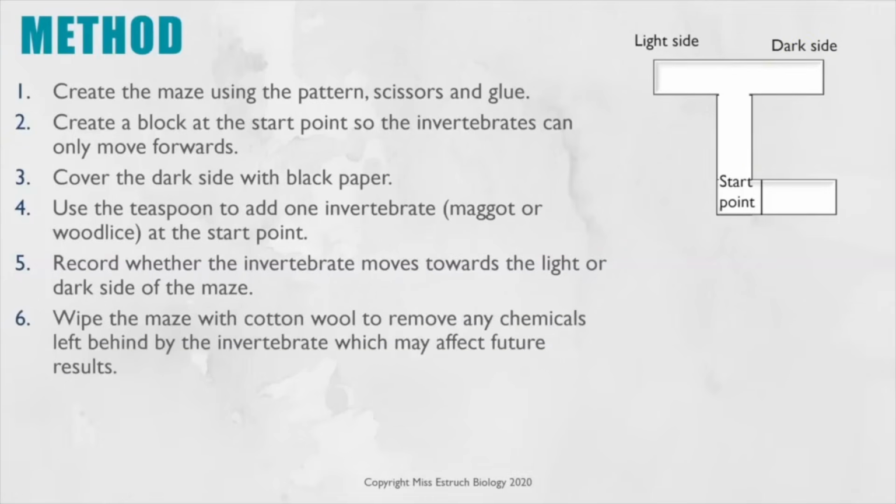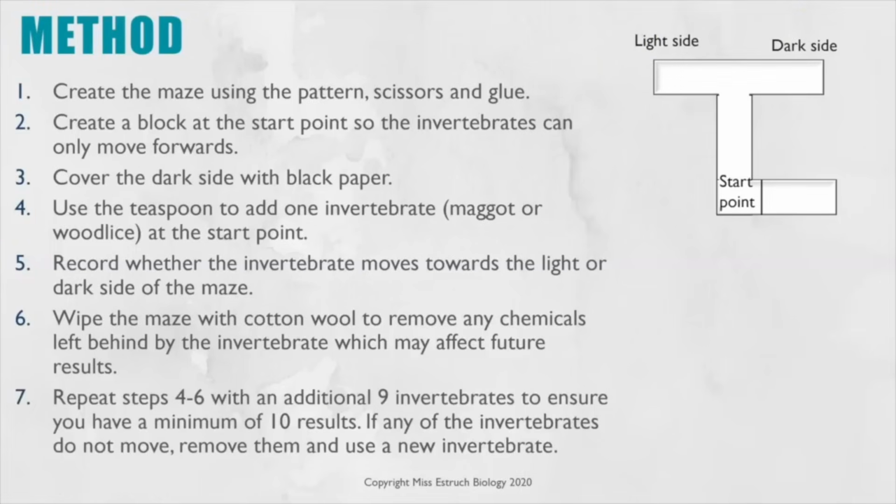Then remove that invertebrate, wipe the maze clean. And the reason you need to do that is they'll leave slight traces of chemicals where they have moved, and then future invertebrates that are placed within it can detect that, and that will influence their decision. So we just want to make sure it's only the light or dark variable that is having any impact on their decision. You then repeat steps 4 to 6 at least 9 times with 9 different invertebrates, so you have enough results to be able to calculate a statistic.